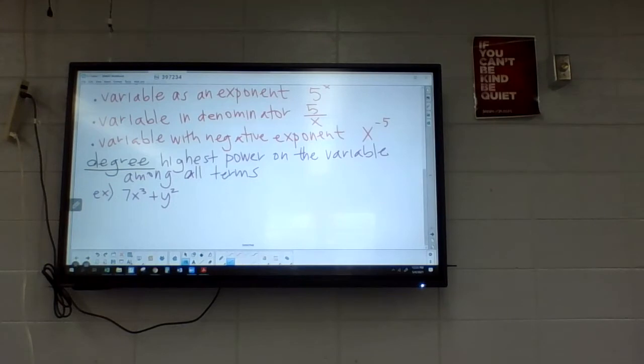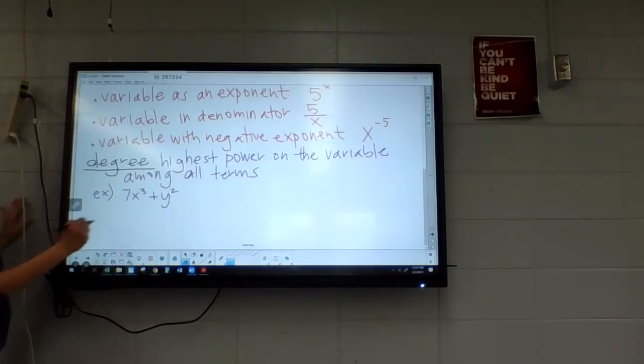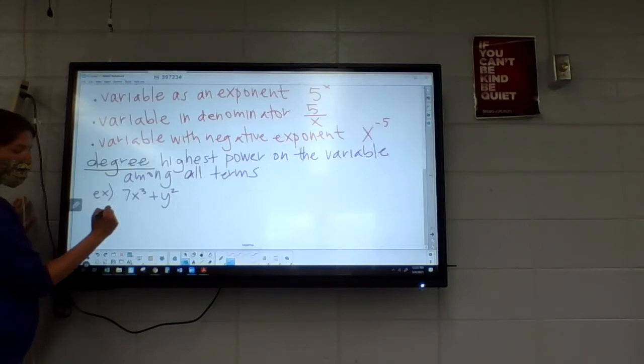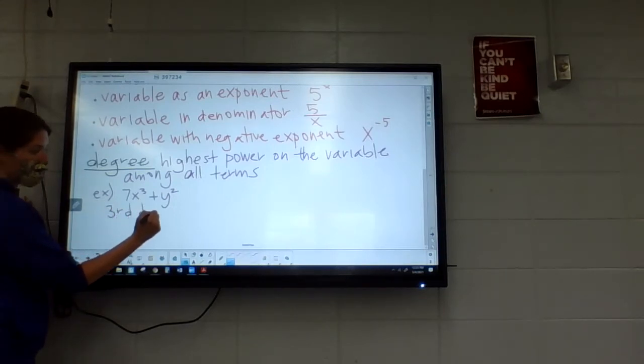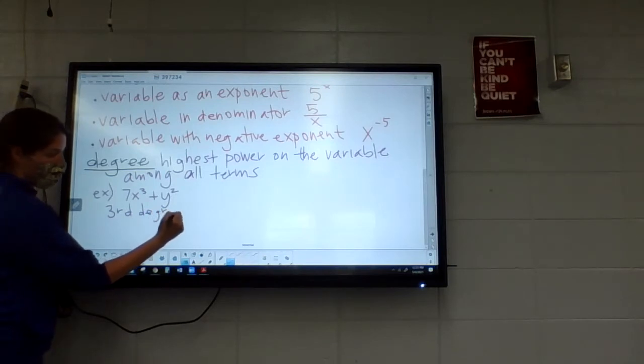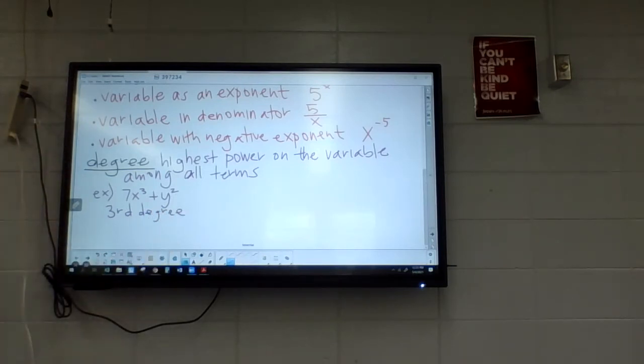I have like 7x to the third plus y to the second. We look at the two terms and we say, what's the highest power on the variable? So it would be a 3, right? That's the highest power. So this would be degree 3, or third degree. Sounds really serious. The third degree. That's the highest power on the variable among both terms.